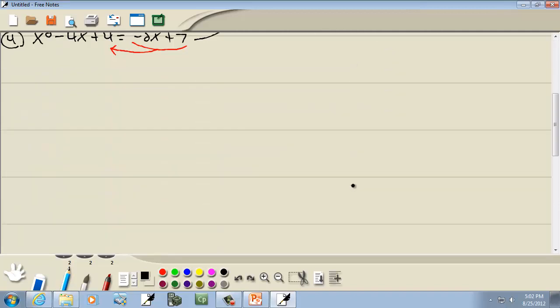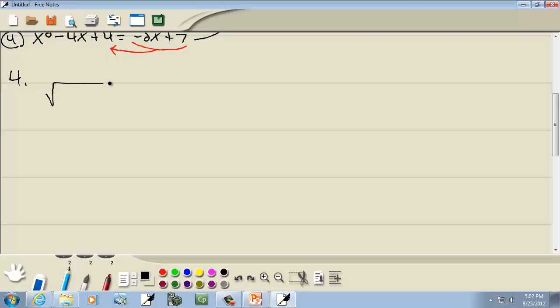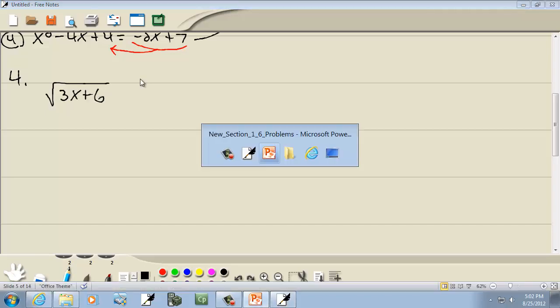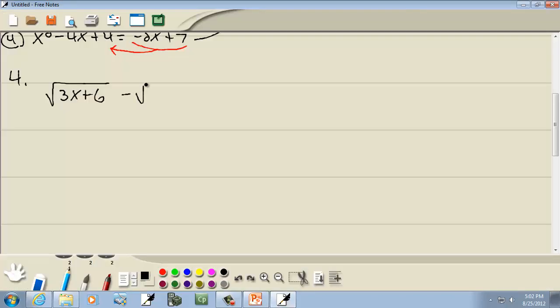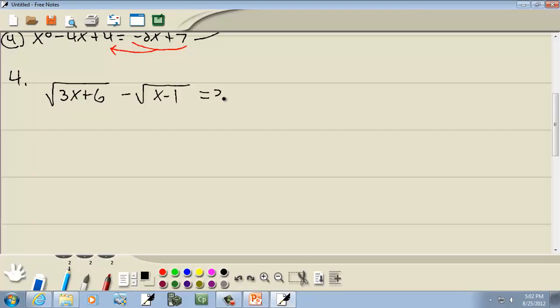Let's take a look at another one of those. We got square root of 3x plus 6 minus square root of x minus 1 equals 3.